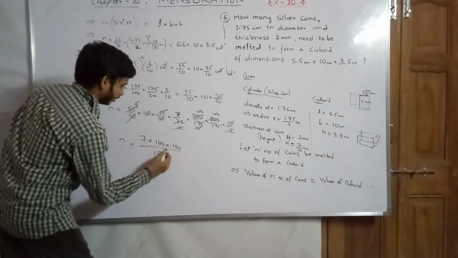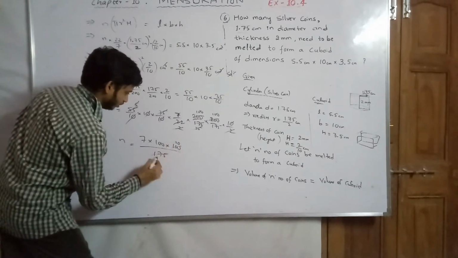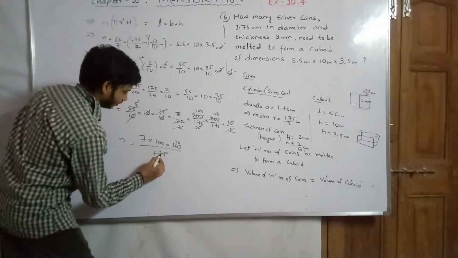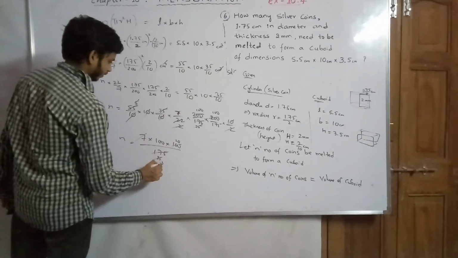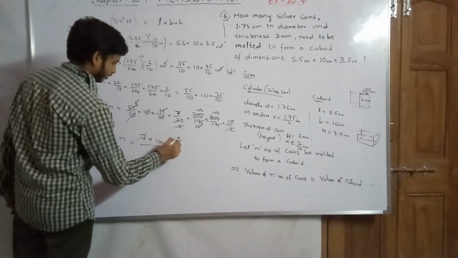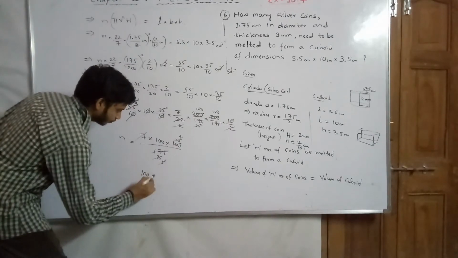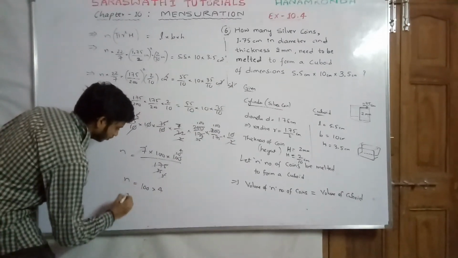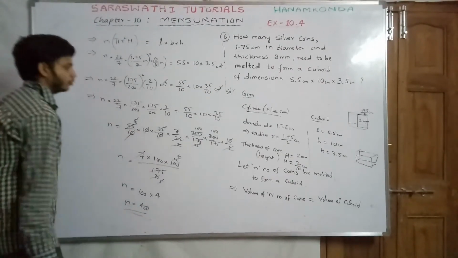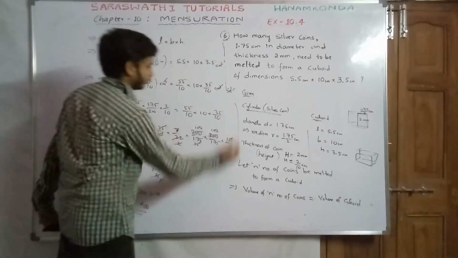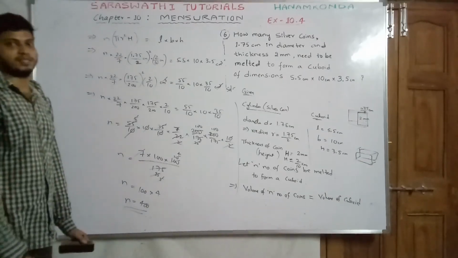Now we can cancel with the 5 table: 5 threes are 15, 5 fives are 25, 5 twenties are 100, 5 sevens are 35. Again 5 fours are 20, so 100 into 4. So n equals 100 into 4, that means 400. Therefore the number of coins melted to form the cuboid is 400. This is the answer.